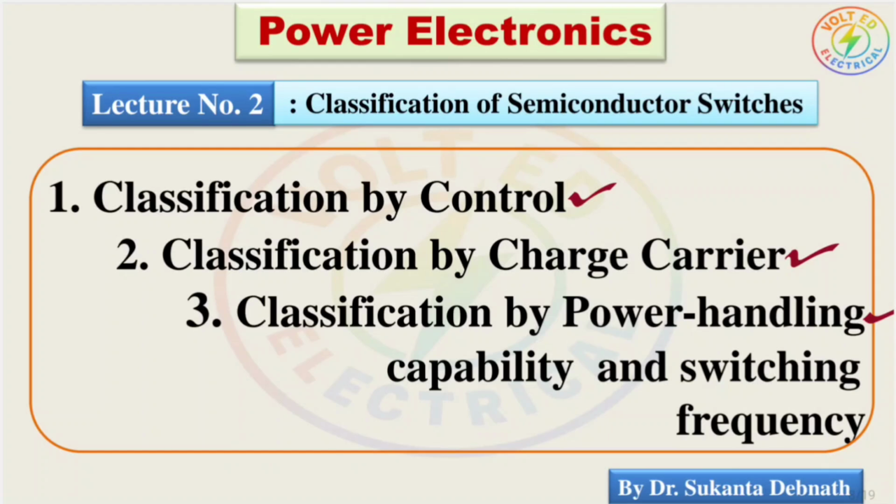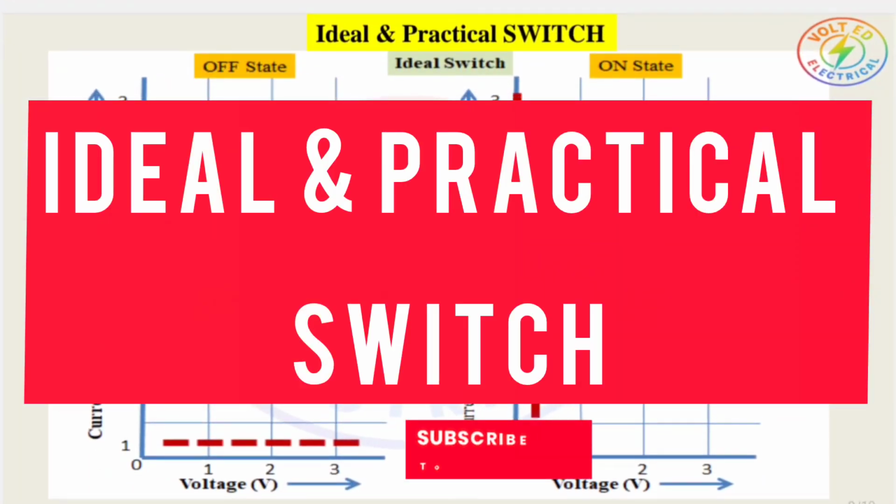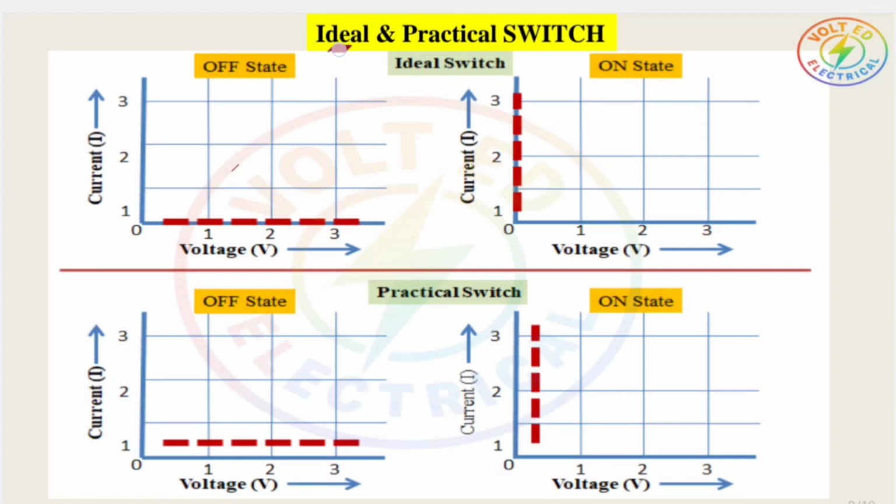Before going to classification by control, we'll understand what is an ideal switch and what is a practical switch. In a simple comparison, we can say that an ideal switch is a lossless switch, and in a practical switch, losses will be there. Here I have shown four graphs: 1, 2, 3 and 4. These four graphs represent the different characteristics of the ideal switch and the practical switch.